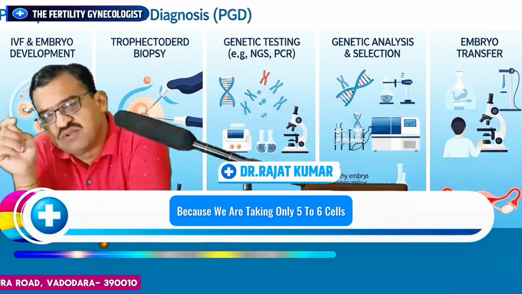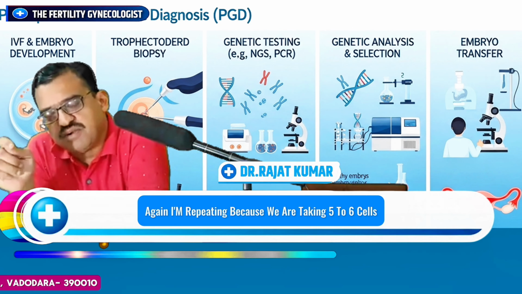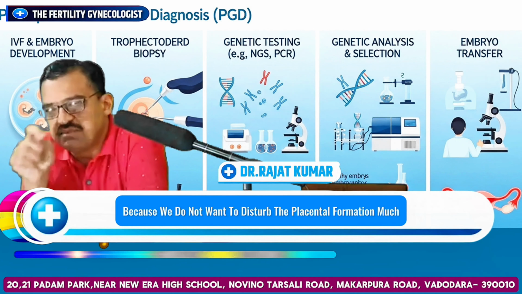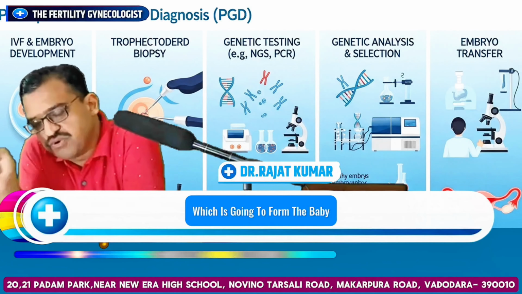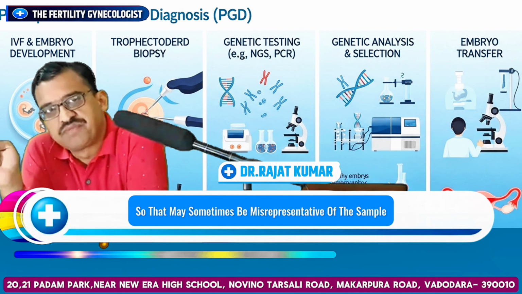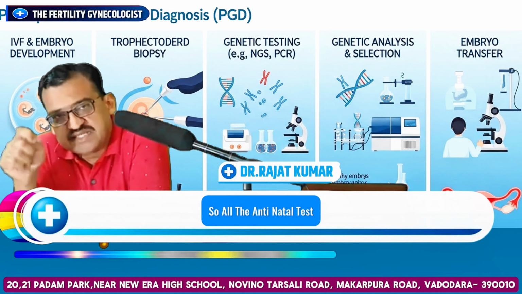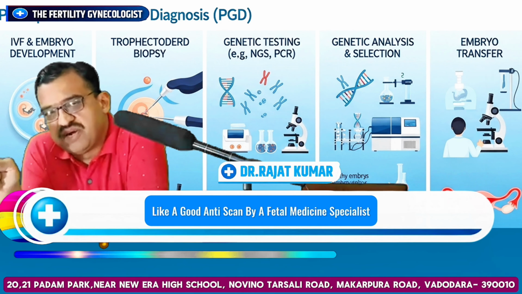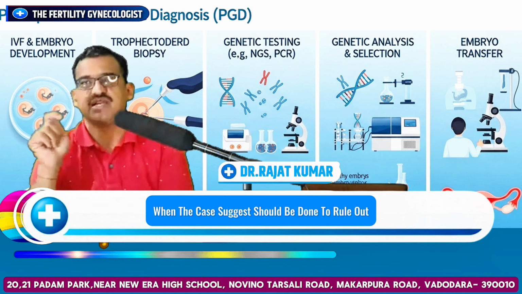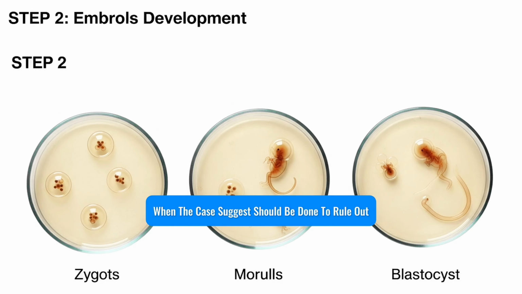Because we are taking only 5 to 6 cells, and we have to take only 5 to 6 cells because we do not want to disturb the placental formation much. We also don't want to disturb the inner cell mass which is going to form the baby. So that may sometimes be misrepresentative of the sample. So all the antenatal tests, like a good anomaly scan by a fetal medicine specialist, a good NIPT or an amniocentesis, when the case suggests, should be done to rule out aneuploidy.